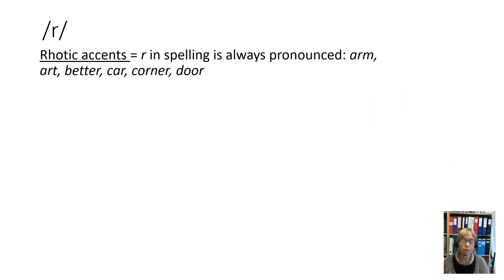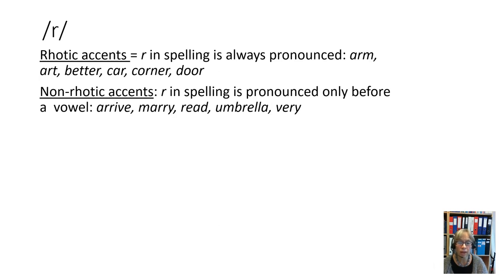R. The thing here is that some accents pronounce the R, others don't. The accents that do pronounce the R are referred to as rhotic accents. So an R in the spelling is always pronounced, in arm, art, better, car, corner, door, for example. Non-rhotic accents would only pronounce an R if it's before a vowel: arrive, merry, read, umbrella, ferry. Otherwise, the R would be silent in non-rhotic accents: arm, art, better, car, corner, door.